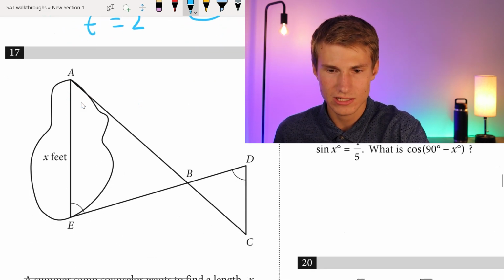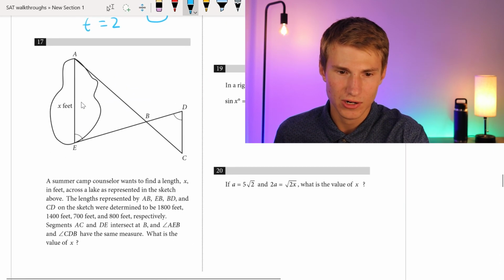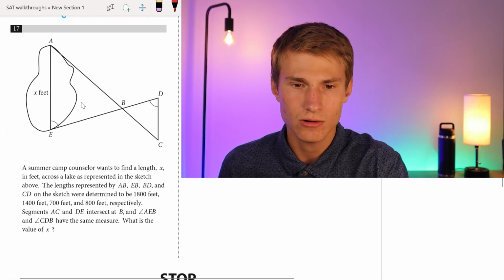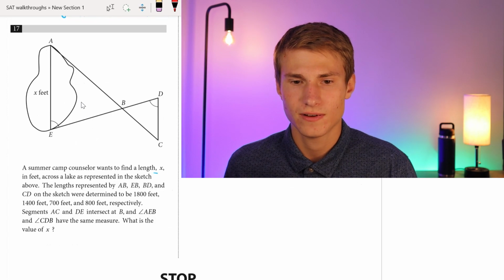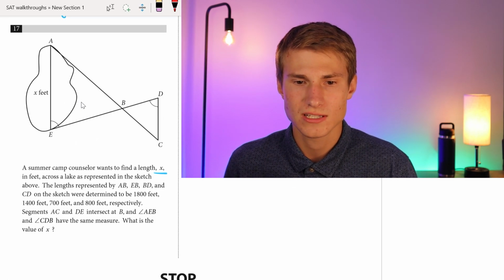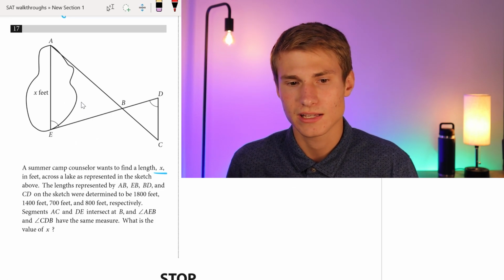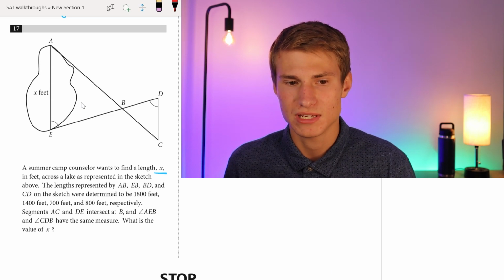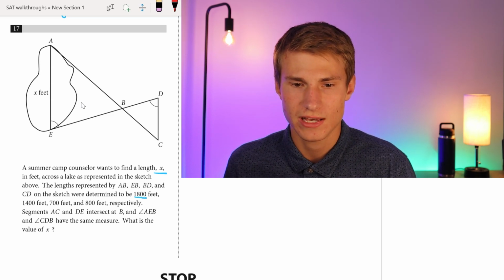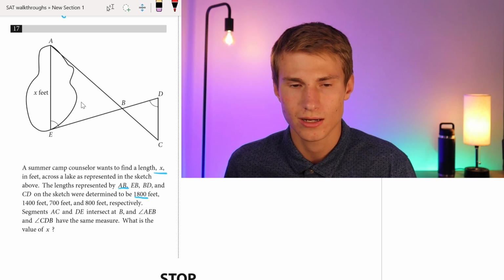All right, number 17. 17 is a little bit of a big problem, so I'm going to zoom out. We've got a summer camp counselor who wants to find a length x in feet across a lake as represented in the sketch above. The lengths represented by AB, EB, BD, and CD on the sketch were determined to be 1,800 feet. I'm going to start marking up my diagram.